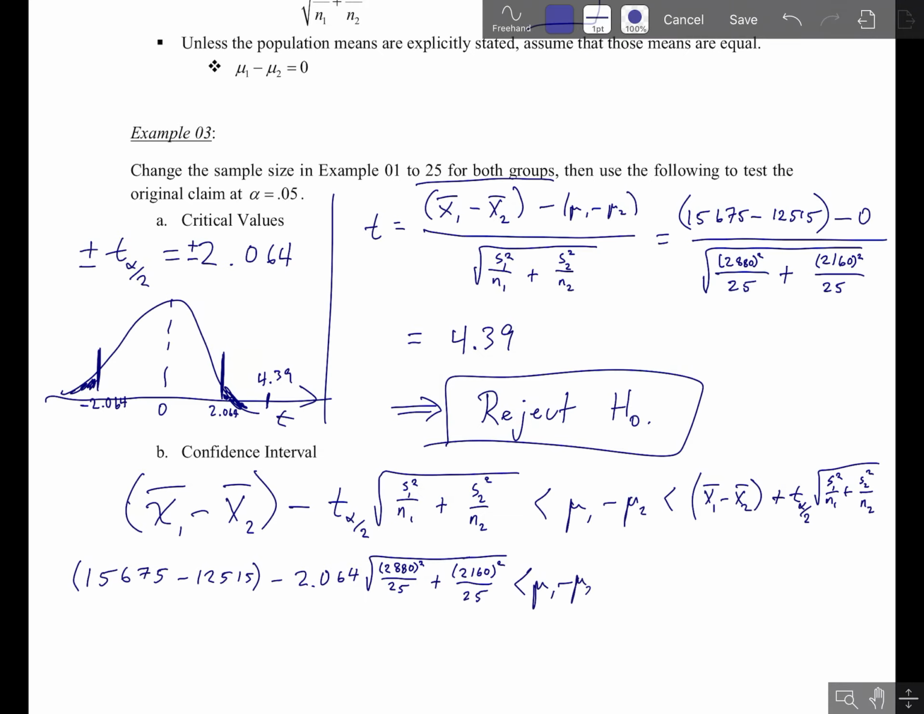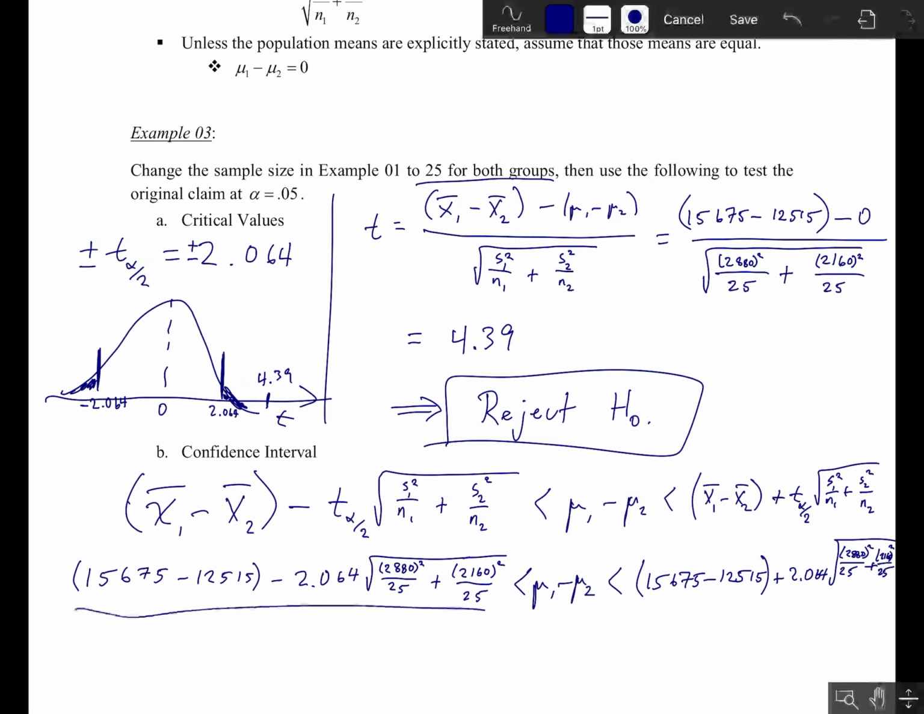And that's supposed to be less than mu1 minus mu2, which is supposed to be less than that difference between the sample means again, this time plus 2.064 times the square rooted expression. I'm out of space. Oh no. I'll try to squeeze it. There we go. Perfectly legible. Okay. So in any case, you can copy the same square rooted expression from over here.